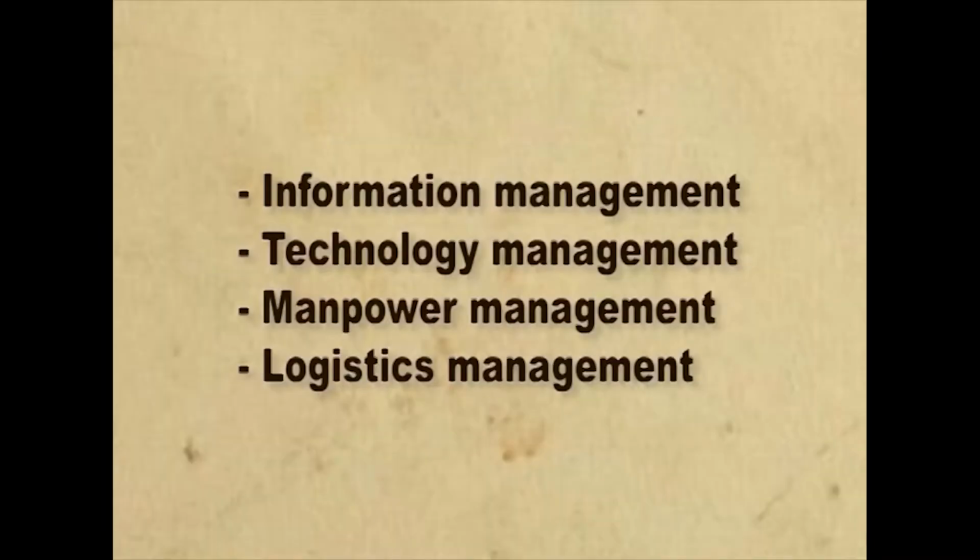Just take the example of crime scene management, where the management of the crime scene is divided into 4 parts such as information management, technological management, manpower management and finally logistic management. So, these are all ways to classify the branches of forensic science. For the sake of convenience, we can divide it into 2 groups.